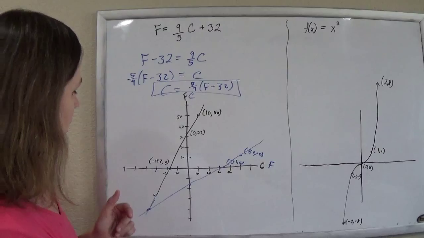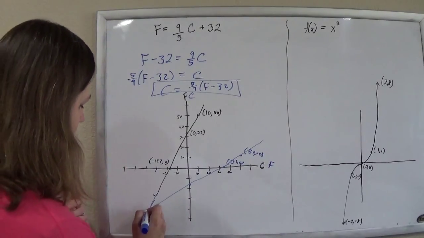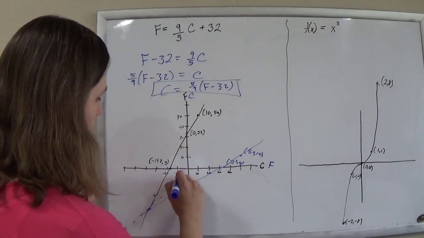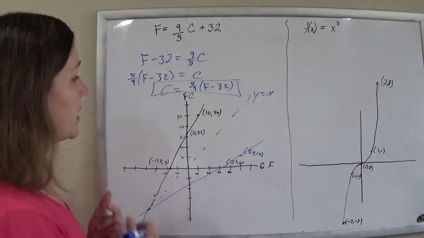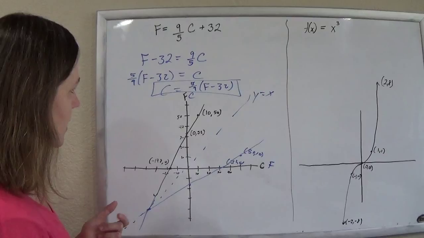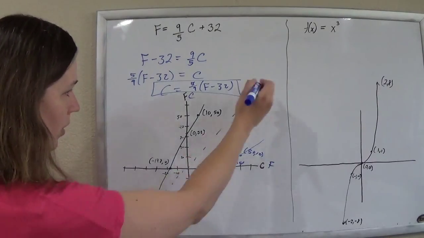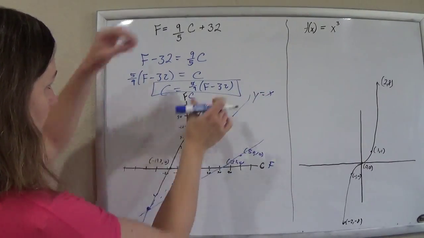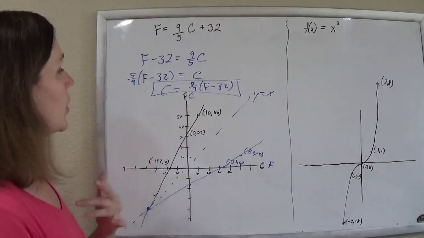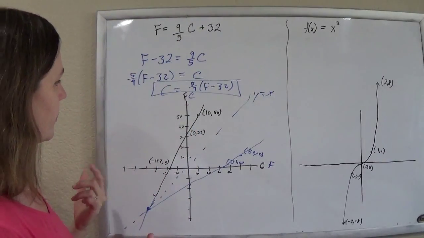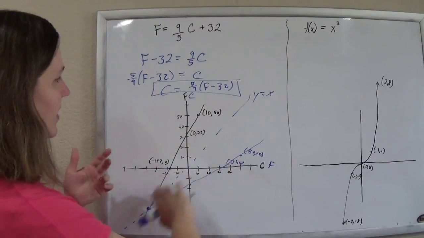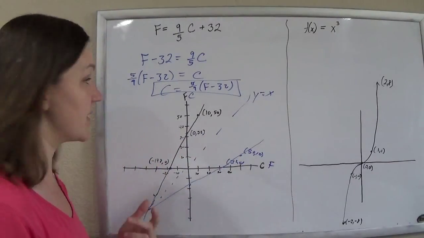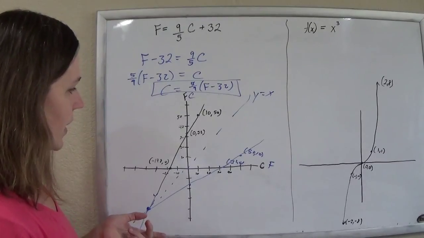And there you have it. You see that these lines are symmetric over the line y equals x. Inverse functions will always be symmetric over that line y equals x, and they'll meet somewhere on that line. So if you wanted to set these two equations equal, you could figure out when the Fahrenheit degrees equals the Celsius degrees. So there you have that.